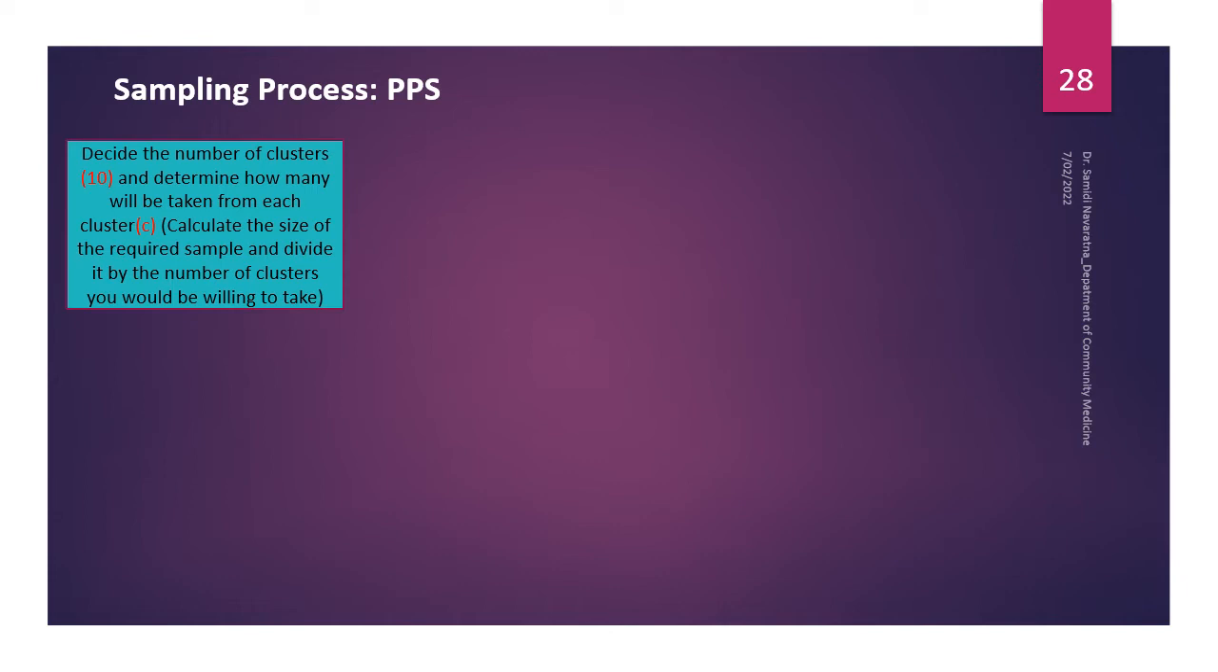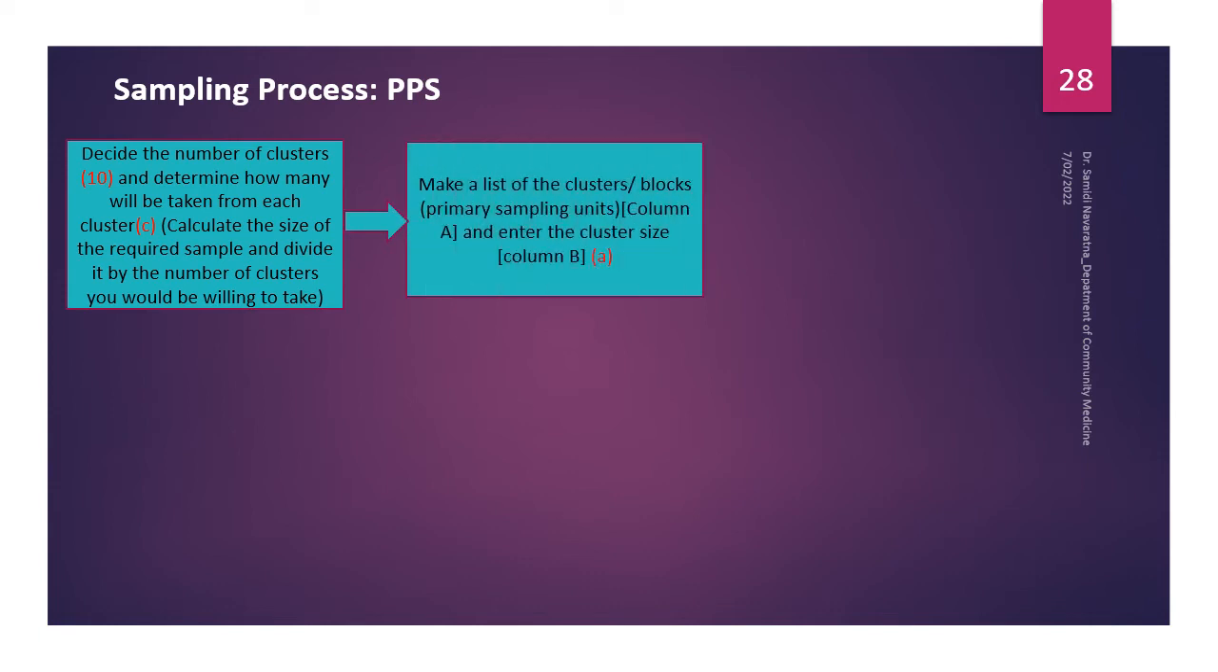Say the calculated sample size is 3000. If the number of clusters you are willing to select is 10, then you need to take 300 from each cluster. Having done that, the next step would be to make a complete list of all the clusters or blocks available in the population.